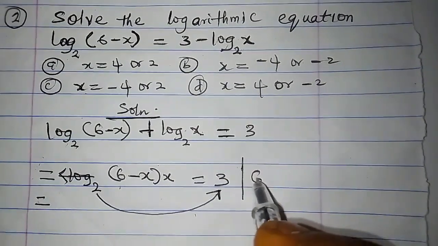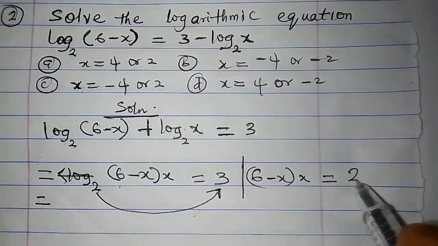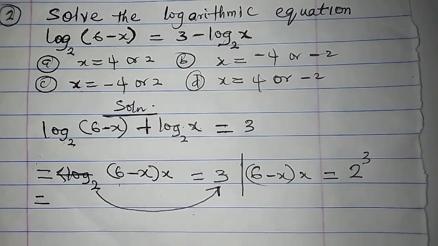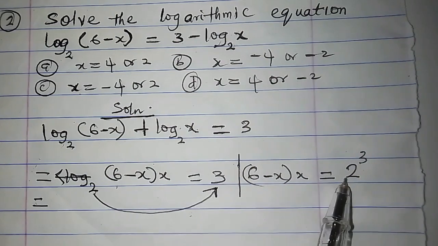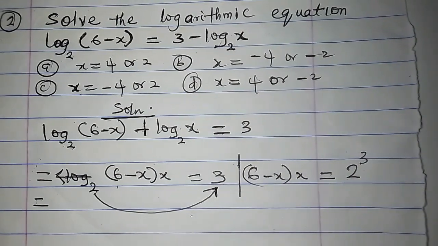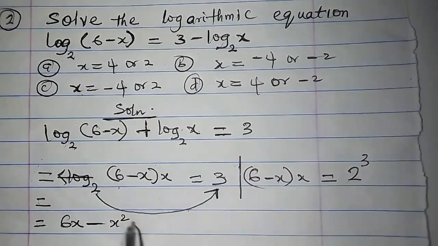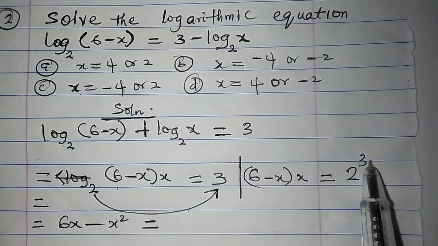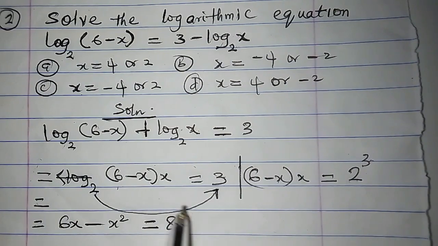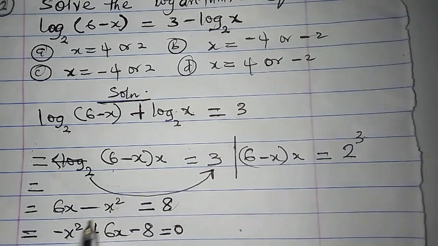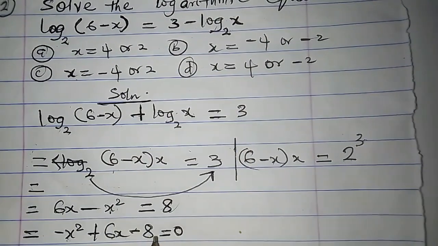6 minus x times x is now equal to 2 raised to the power of 3. This is the law of logarithm taking effect here. Okay, so what I have now is an equation. x times 6, that's 6x. x times minus x is minus x squared, equal to 2 to the power of 3, that's 8. Now, this is a quadratic equation. Let me rearrange it. Minus x squared plus 6x, the 8 will cross and turn to minus 8, equal to 0.